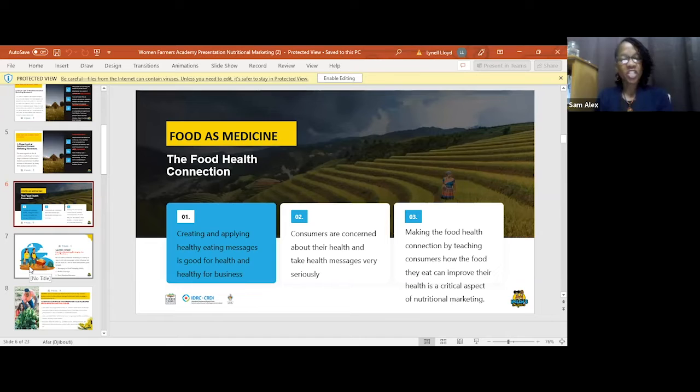Making the food health connection by teaching consumers how the food they eat can improve their health is a very critical aspect of nutritional marketing. Because as we said in the beginning, the purpose of nutrients is to nourish the body. And so when persons get that information and they're sufficiently persuaded that the food is going to help them achieve whatever health goal, they are going to purchase that food. And at the end of the day, marketing is not effective if it does not translate into sales. If persons are just looking at your products and saying, okay, it looks nice, but they're not buying it, you're not really successful, because you're running a business, and a business has to make sales. That's important. Purchases are important.